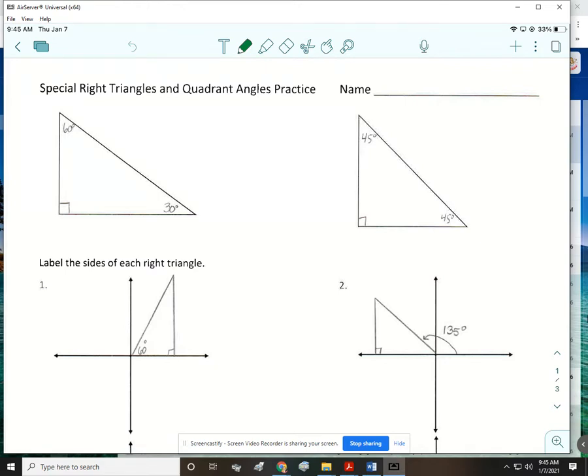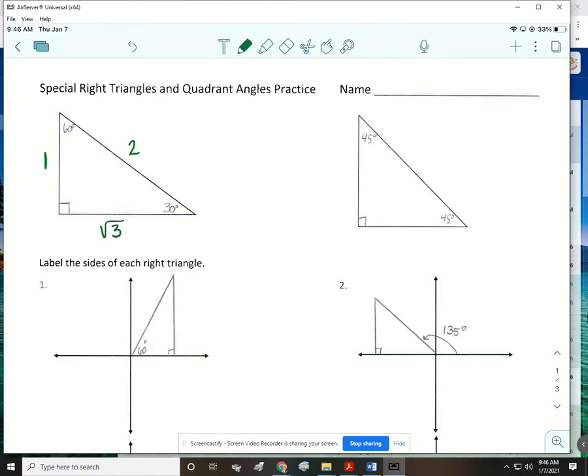So anytime I see a 30, 60, 90 triangle in this lesson, opposite of 30 degrees, I'm going to label that side 1. The hypotenuse is going to be 2. And then opposite of 60 is the square root of 3. All right, so you'll hear me say that over and over and over. Opposite of 30 degrees is 1, hypotenuse is 2, opposite of 60 is the square root of 3, right?